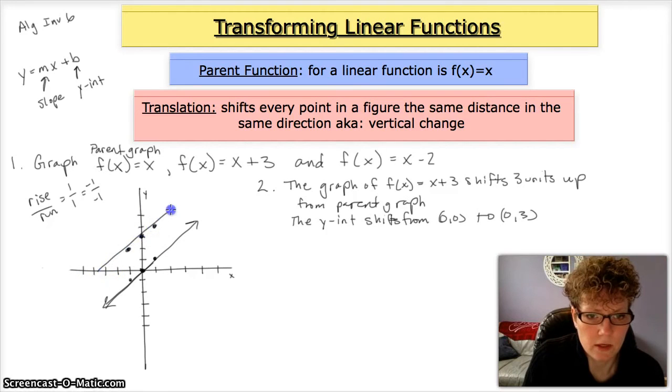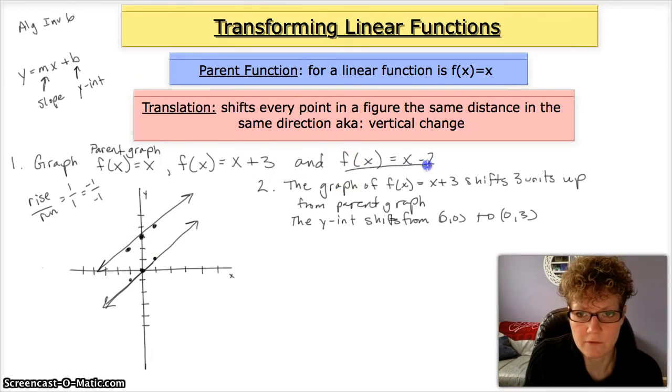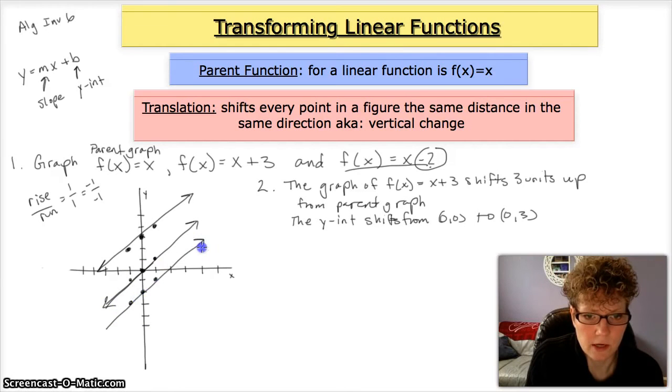These lines have the same slope going the same direction, but the y-intercept is what has changed. The last one they want us to graph is x minus 2. That means the y-intercept is negative 2, so 1, 2. The slope is the same, up 1 over 1, down 1, back 1. So the slope is the same on those. Okay, so then we have 3 lines.